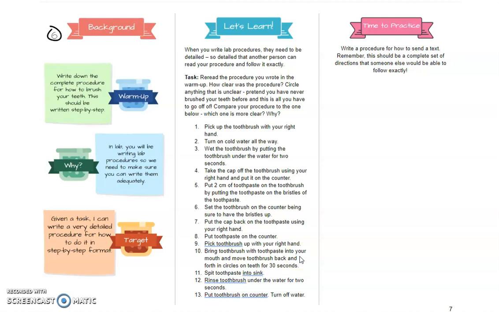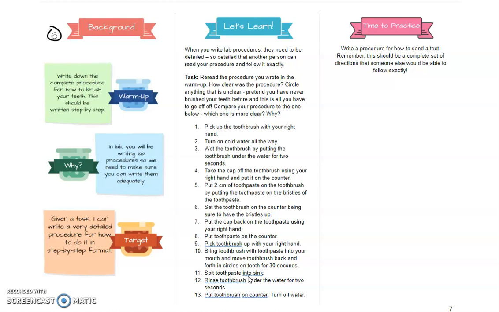Rinse the toothbrush under water for 2 seconds. Again, I could have put by holding it in your right hand. Then I want you to put the toothbrush on the counter and then turn off the water. So in this procedure, I've had the water running the entire time, but you could have been more environmentally friendly and turned it off at different points too. But just think about this procedure versus the one that you have, and think about if you really could have written yours with any more detail.